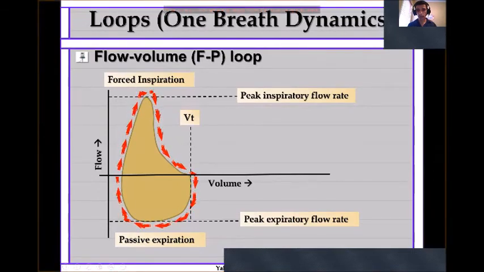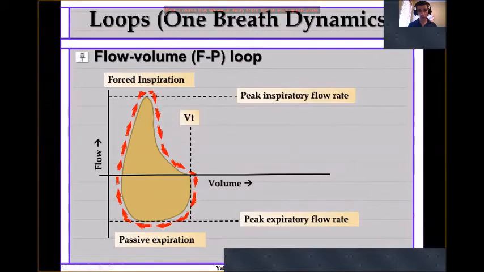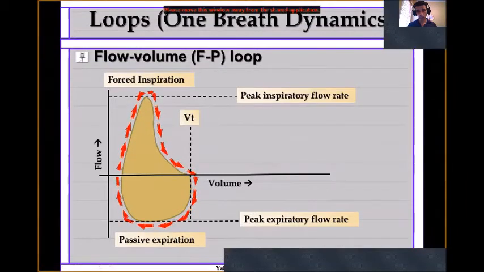The upper part is the inspiration, the lower part is expiration. The inspiration is forced by the machine, the expiration is passive by the patient, and depends on the recoil characteristics of the respiratory system. And you have the flow in this way, and you have the pressure in this way. And this is your tidal volume in here. And this is your peak inspiratory flow. And this one is your peak expiratory flow.